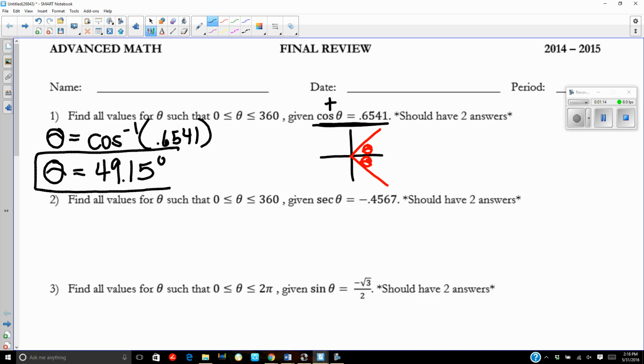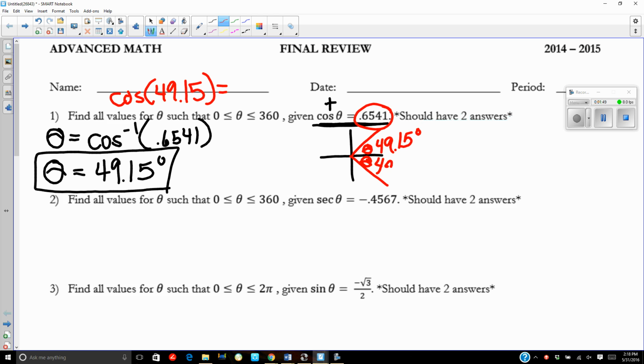And keep in mind, you can check this. You can go back and substitute this back into the calculator. So for instance, if you take the cosine of 49.15, if you type that in your calculator, you should get approximately 0.6541, that decimal. If you don't, you know you've made a mistake somewhere. Typo in the calculator, something like that. So that's one of our answers, 49.15 degrees. Again, that's the answer that is in the first quadrant.